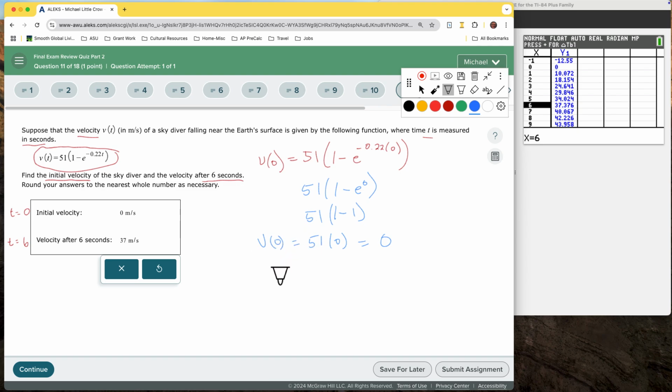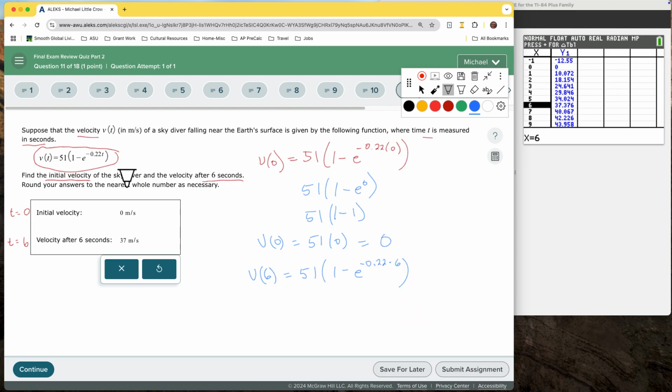Now you could also do the v of 6 by hand, I guess, but there's going to be some point you're going to need to use a calculator. I would, because what is e? e is the number like 2.71 something, minus 0.22 times 6. So that's what we're doing to come up with this.